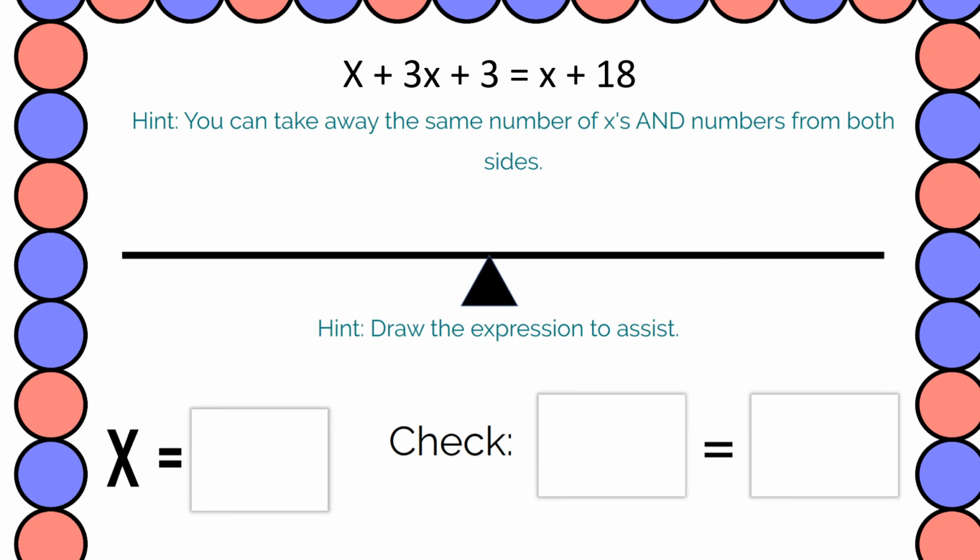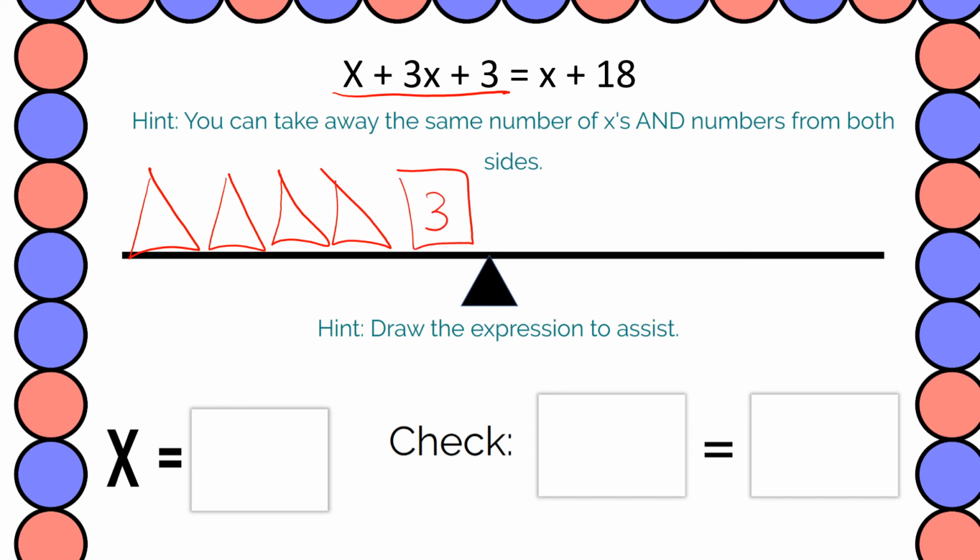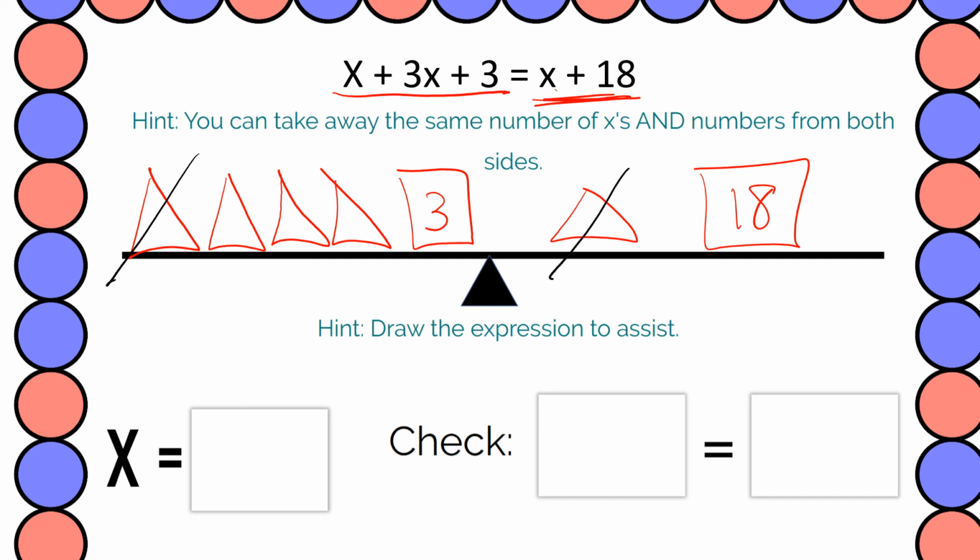One more to look at. All right, drawing it out. Right here we have an x. We're going to add 3 more x's to it. That gives us a total of 4 x's and a 3. On this side, so I switch sides of my balance, I have an x and I have 18. All right, yesterday's move, take the same amount of x's on both sides, which is actually just 1 this time.